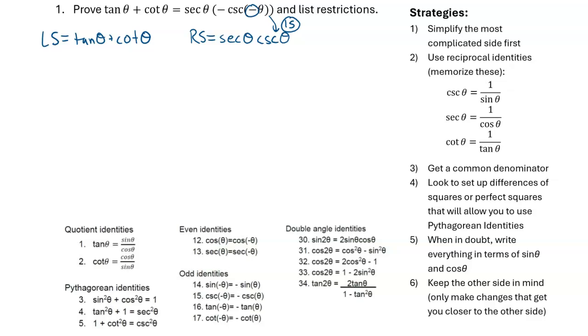Now notice I've separated the two sides. I'm not trying to rearrange the equation because I don't necessarily know it's true. I'm trying to prove that it's true. So it's important we keep those two sides separate throughout the proof.